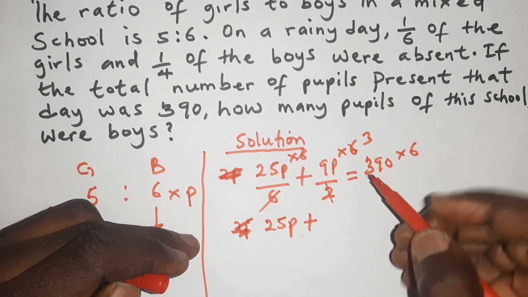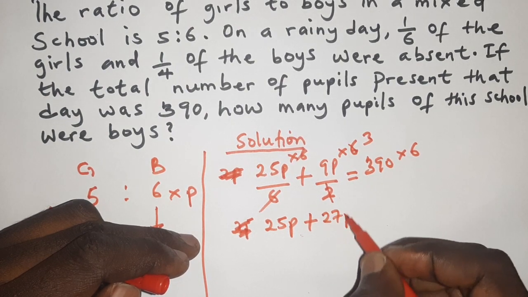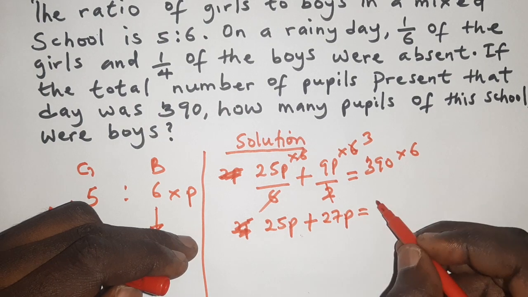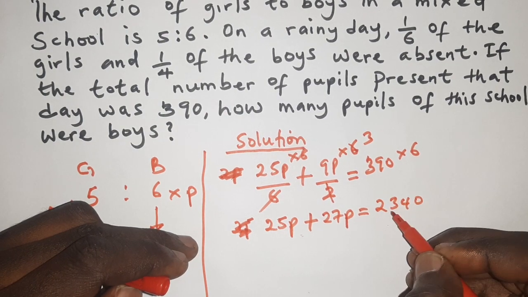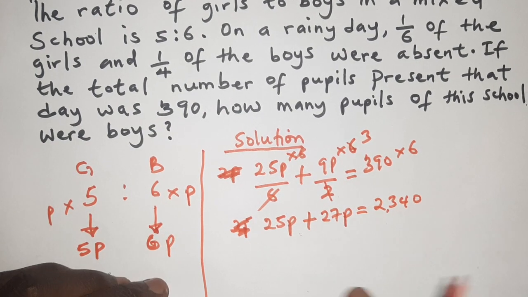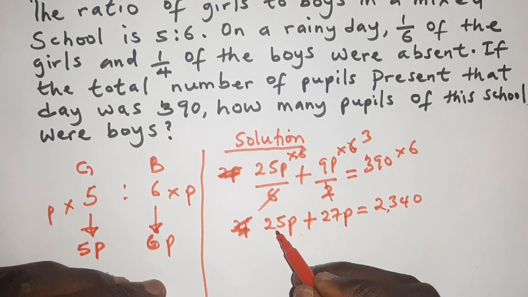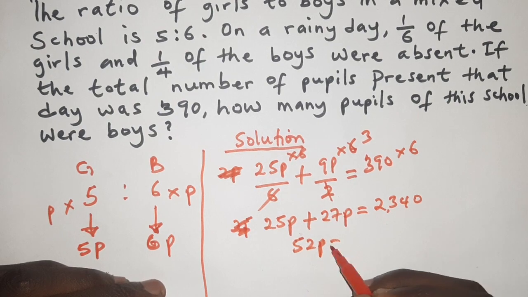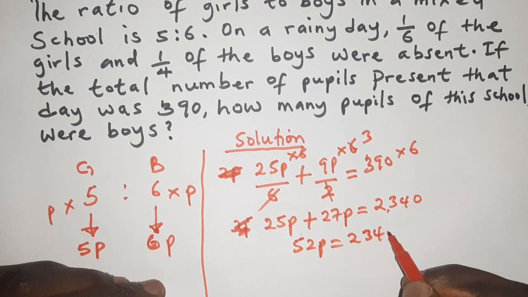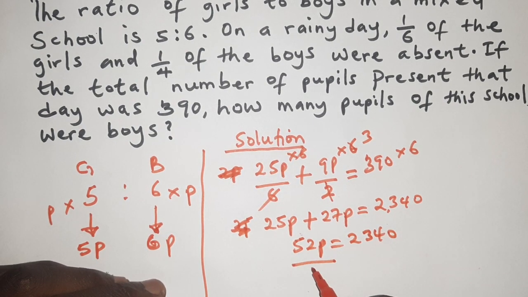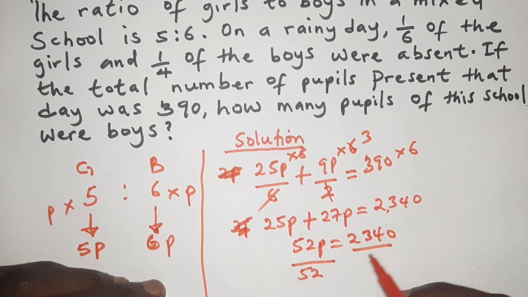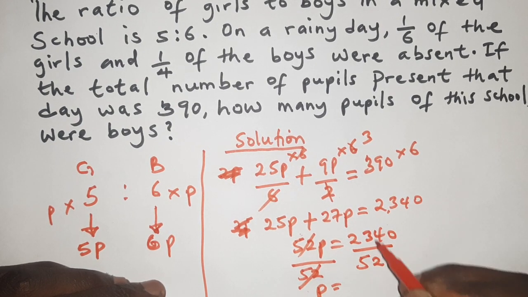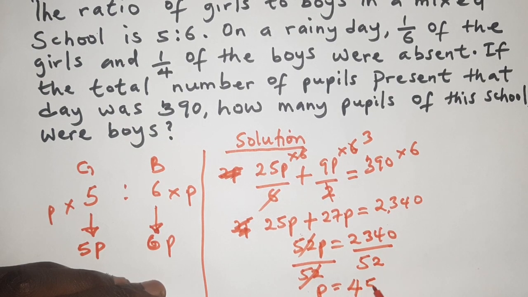Then 3 times 9p is 27p equals, then 390 times 6 will give me 2,340 if you use your calculator. Then I end up having 25 plus 27. I have 52p equals 2,340. If I now divide both sides by 52, I'll end up having p equals, if you divide this by this, you're going to get 45.